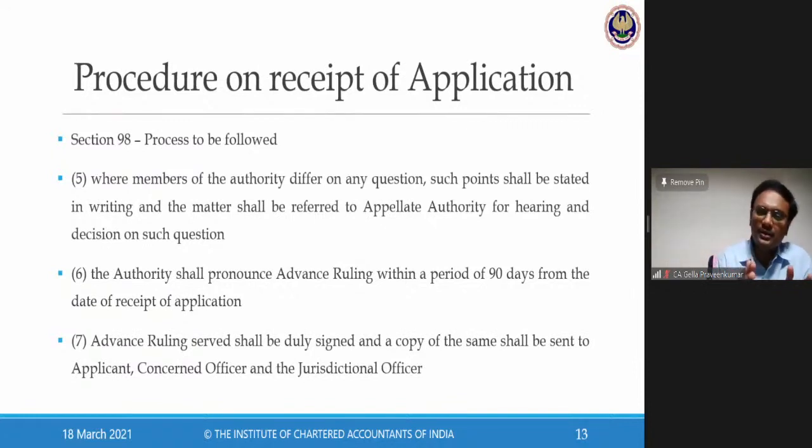Ground reality, it goes beyond 200 days. Examination, don't worry about that. You just need to say that as per the GST provisions, the advance ruling authority should serve their opinion within a period of 90 days.